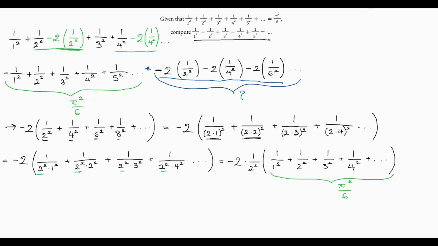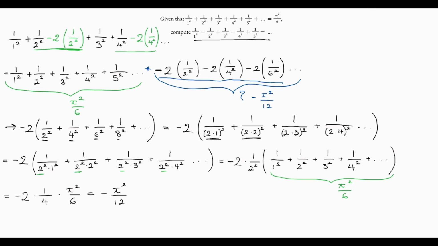Wonderful, so we can make a substitution in here, and this simplifies to -2 times 1 over 2 squared, which is 4, times pi squared over 6, and this will simplify to -pi squared over 12. Alright, now we know that the value of this expression is -pi squared over 12.